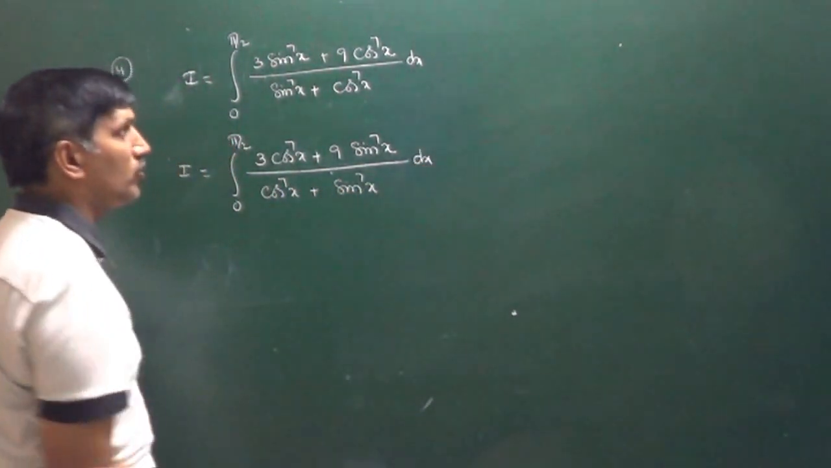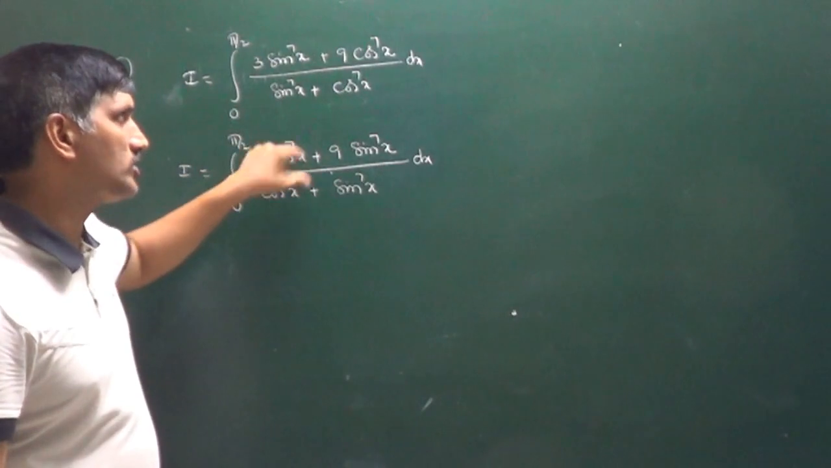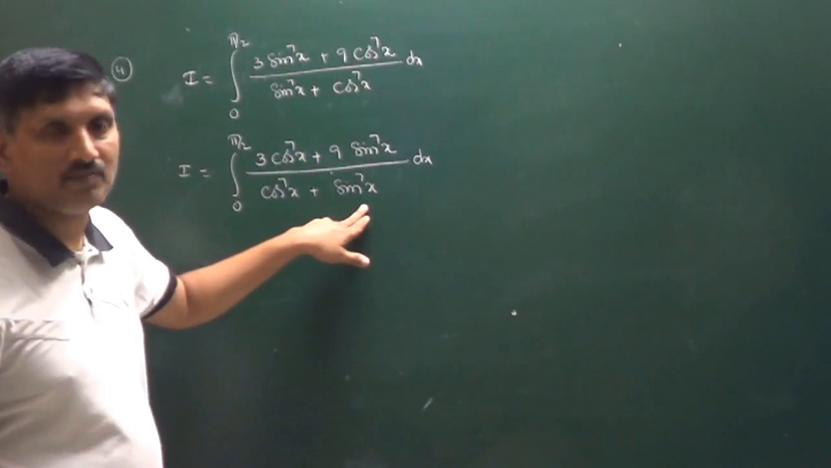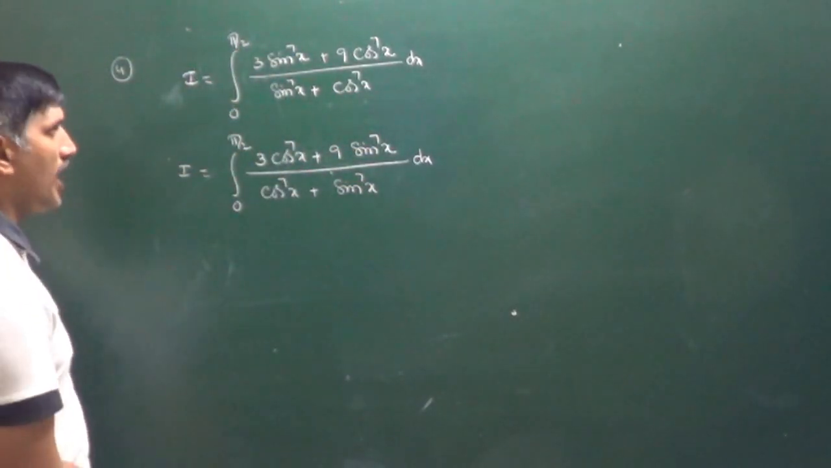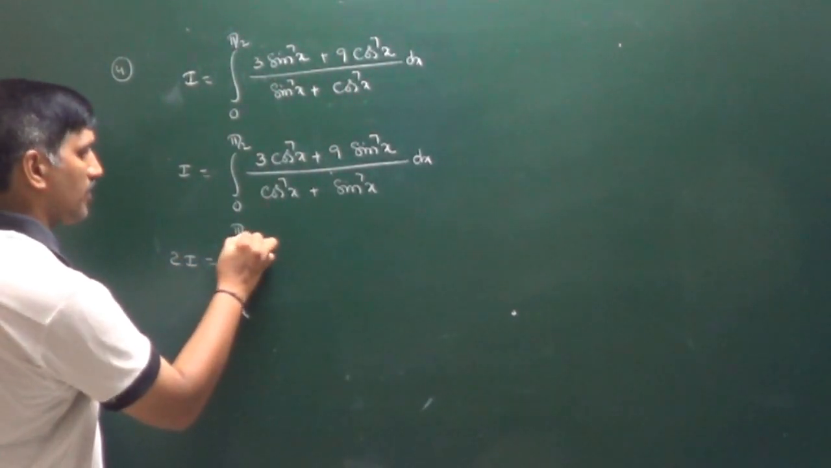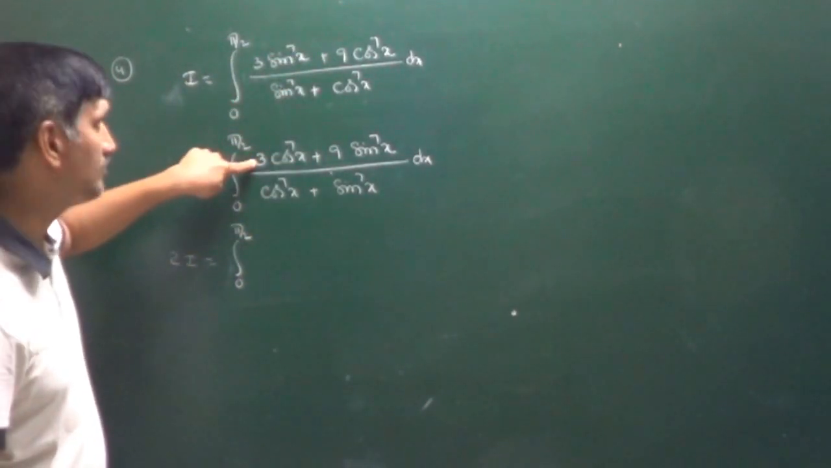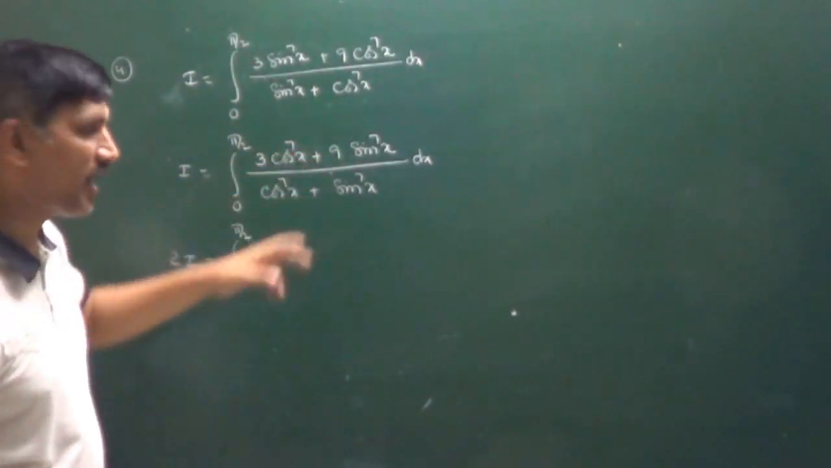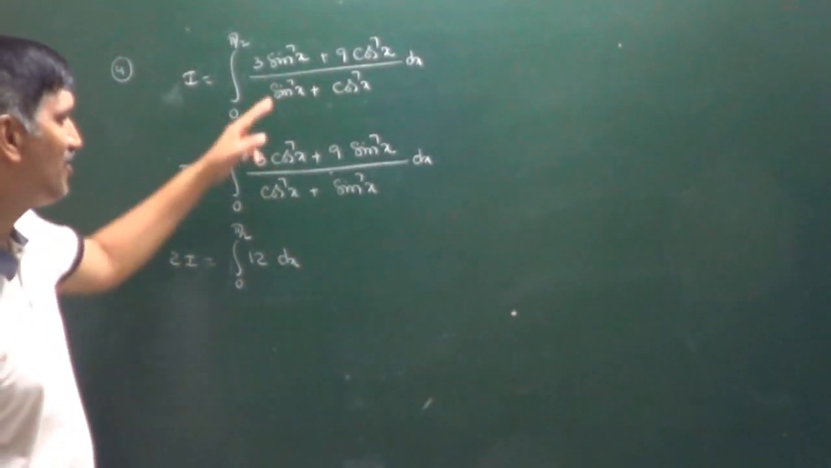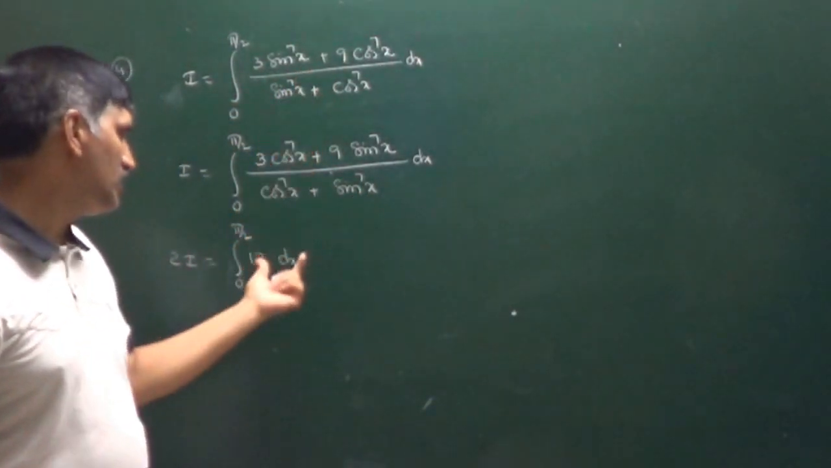I hope everyone followed, because in place of x we are writing 90 minus x. Sin(90 minus x) is cos x, cos(90 minus x) is sin x. Now add both the equations. If you add both, what happens? 2I is equal to integral 0 to pi by 2. Here 9 times plus 3 is 12 times, and 3 times plus 9 is 12 times. That's why you will get 12 into the integration of dx. Same denominators, we are adding 12 times the denominator, so denominator and numerator cancel and we will get 12 dx.